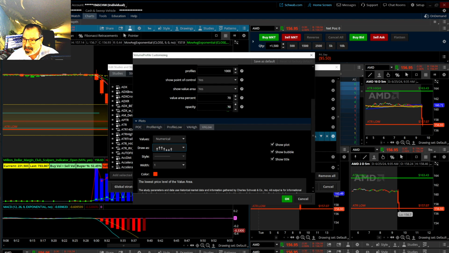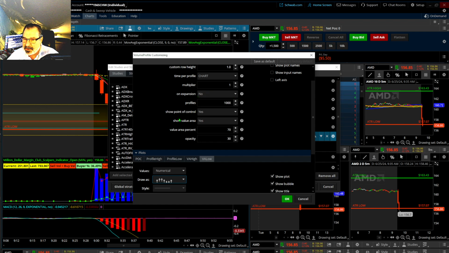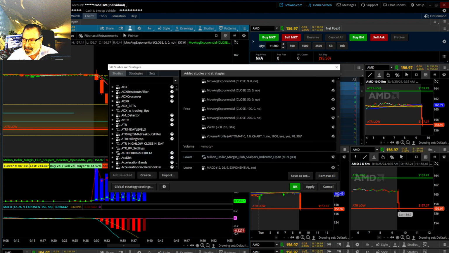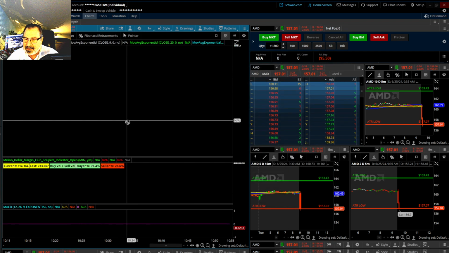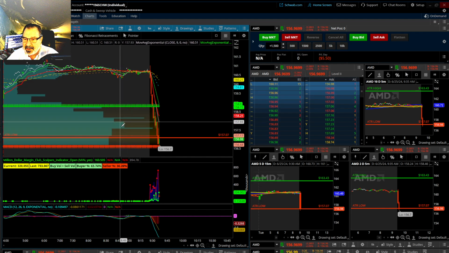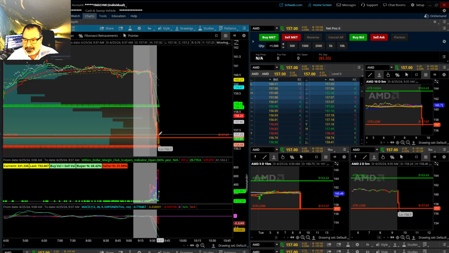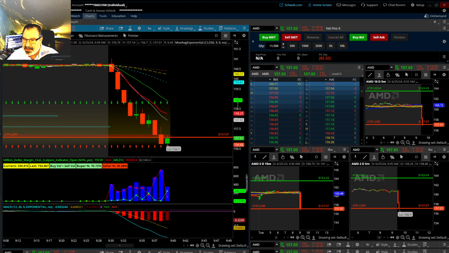Now I have the opacity at 30. Make sure that you have this on no, so that you're on intraday. And there's a bunch of videos that show how to do this if you just type in volume profile. But that's quickly how I set that up on this chart. Apply, and then we'll zoom in. And now you'll see the arrows up and down. You'll see this is happening.